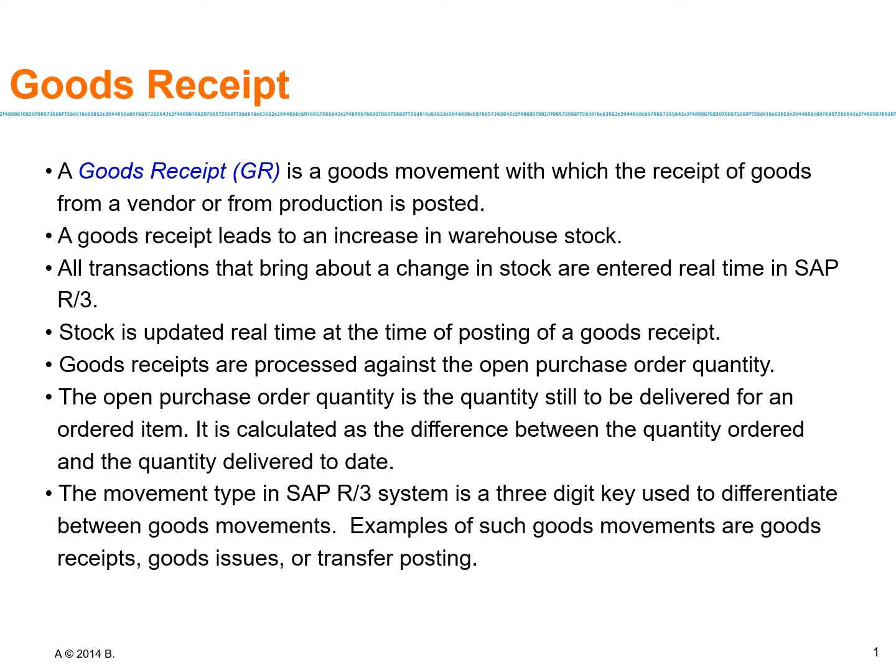In the case of a goods receipt, the stock is increased from whatever the current stock level is. Then goods receipts are processed against the open purchase order quantity. So you can only make entries of a goods receipt against an open purchase quantity, right? If there is any purchase order which is closed or which has already been delivered, you cannot receive the goods against it. The open purchase quantity is the quantity still to be delivered for an ordered item. It is calculated as the difference between the quantity ordered and the quantity delivered to date, right?